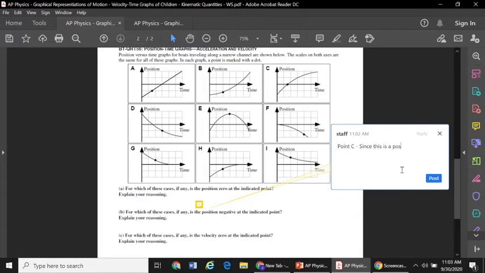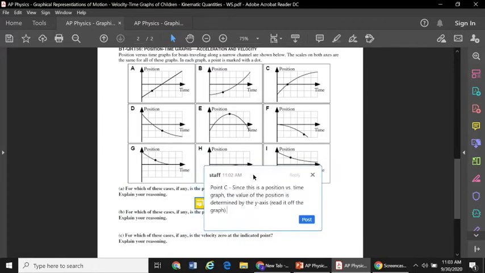Since this is a position versus time graph, the value of the position is determined by the y-axis. You read it off the graph. That's it. That's really all there is to this one. It's pretty straightforward. They're asking you when the position is 0. It's 0 there because the graph says that's where the position is 0. It doesn't get any simpler than that. So that one's pretty straightforward. Pretty easy.